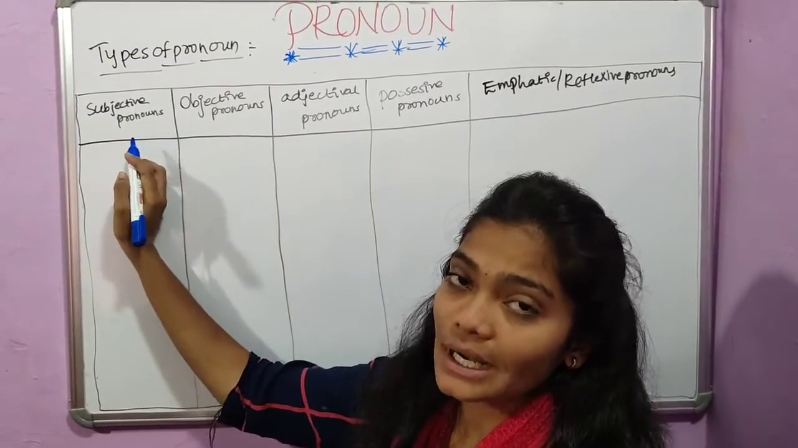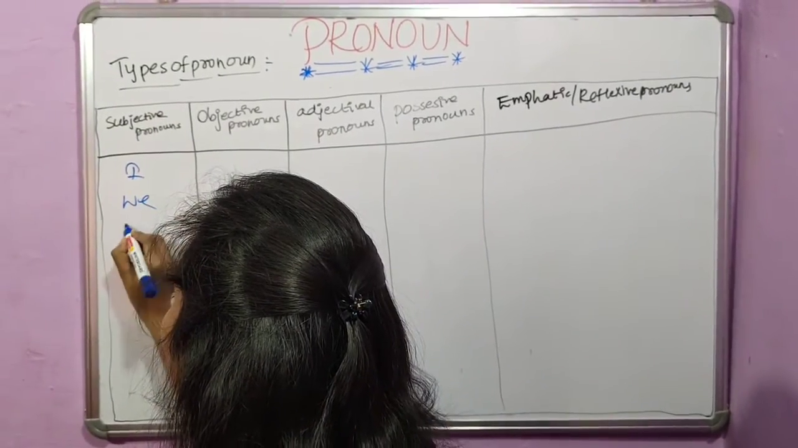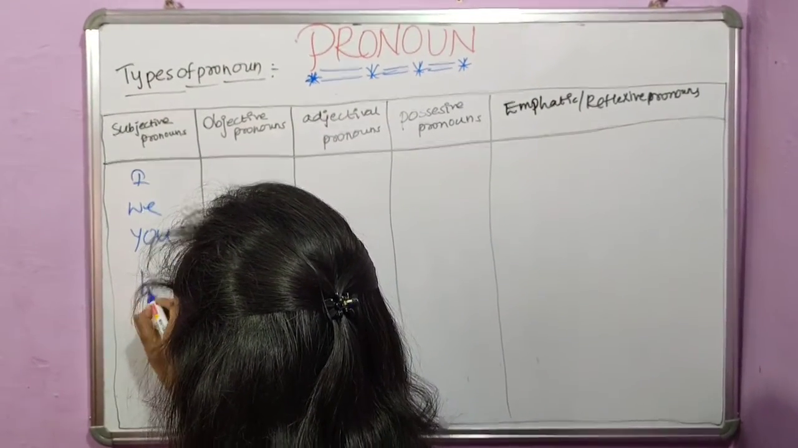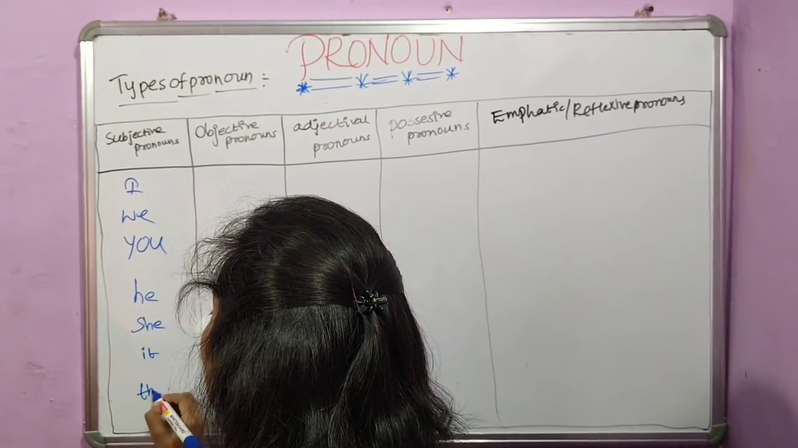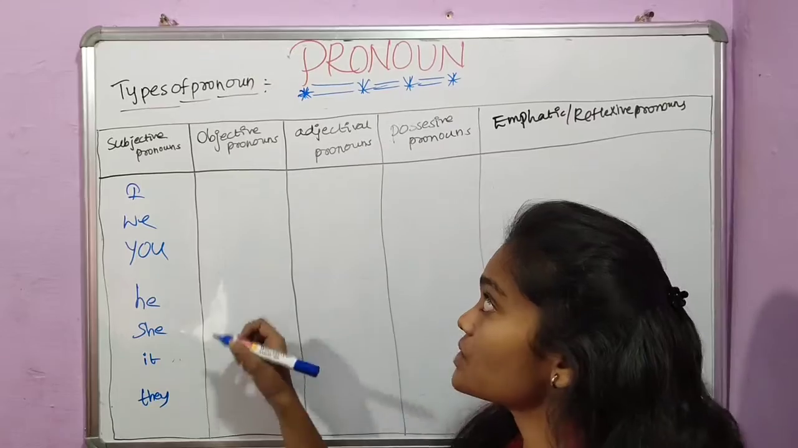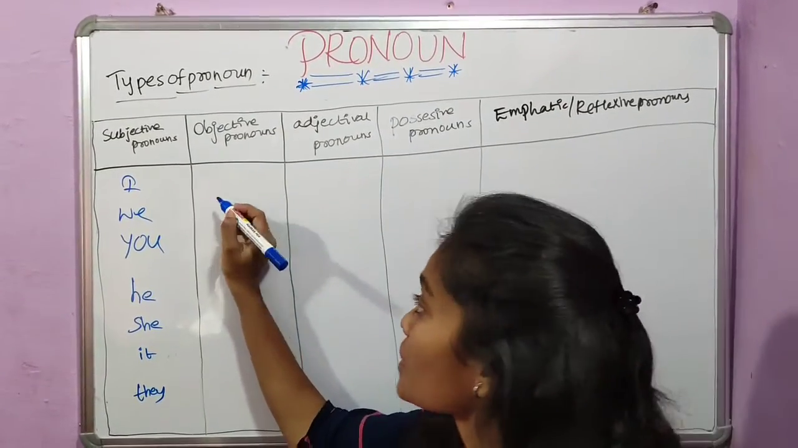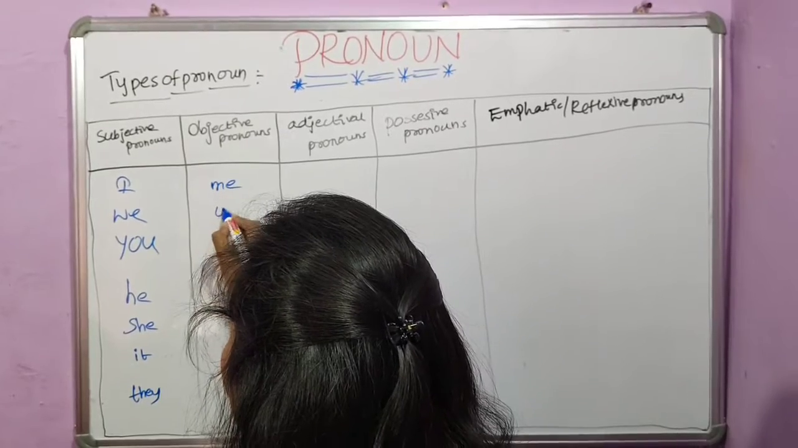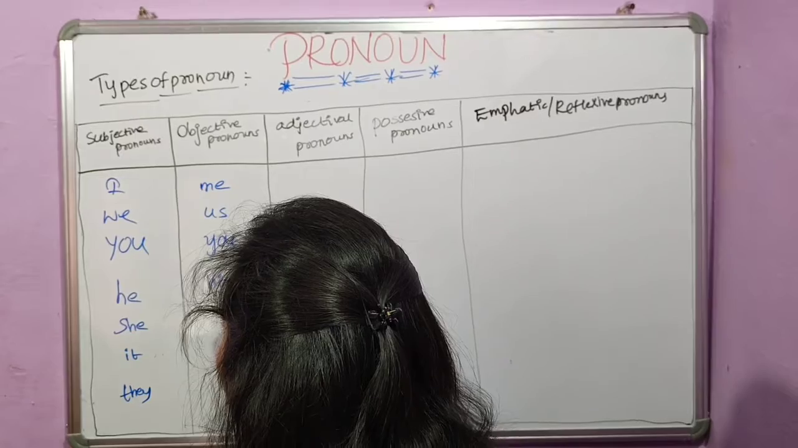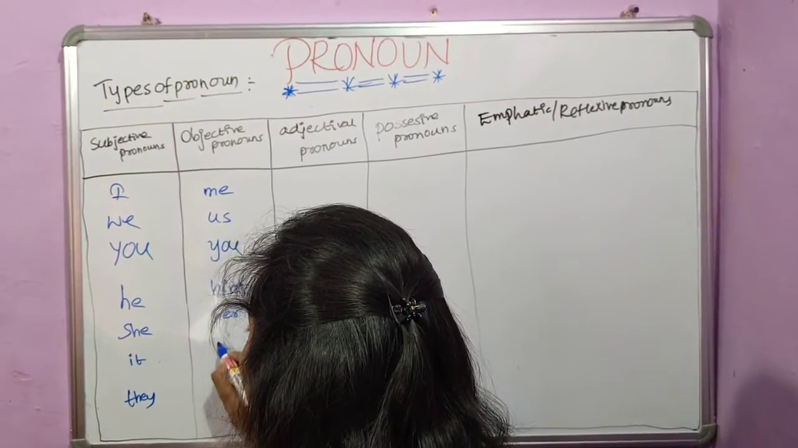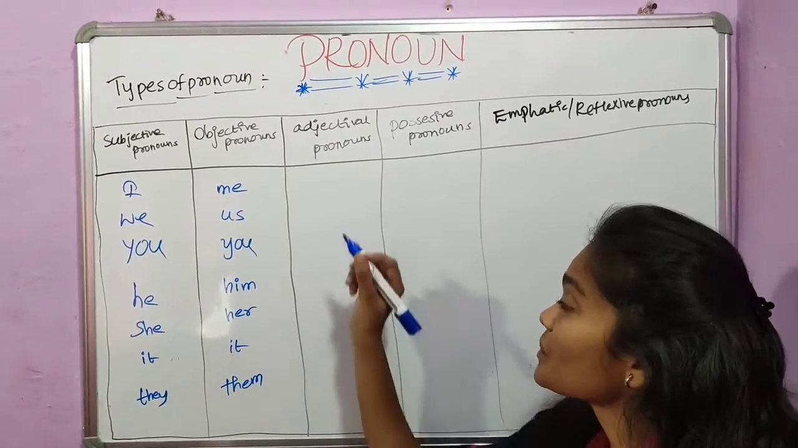Subjective pronouns are the pronouns that are used as subject. I, we, you, he, she, it, they are the subjective pronouns. Objective pronouns are the pronouns that are used as object. Me, us, you, him, her, it, them are the objective pronouns.